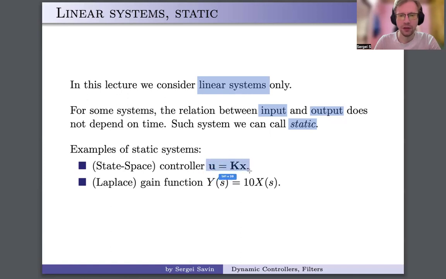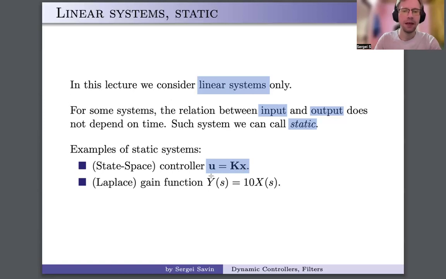So let's look at a couple of examples. This controller, u equals Kx, is static. It doesn't matter what time of the day it is, it doesn't matter what happens, it is always going to be: the input gets multiplied by a matrix, and you get the output. Same matrix, any time, always the same.